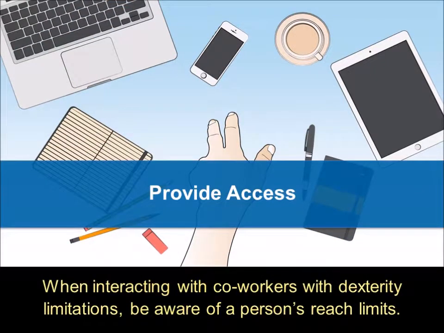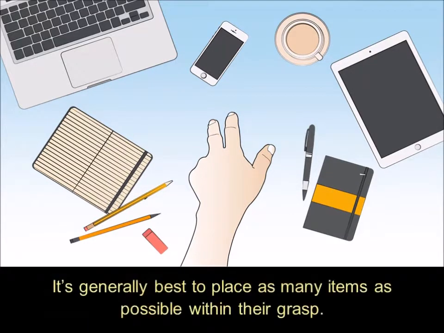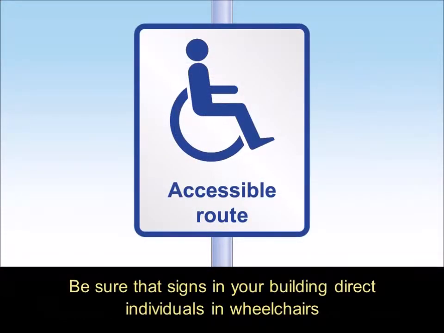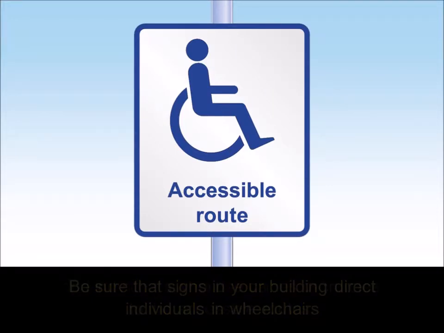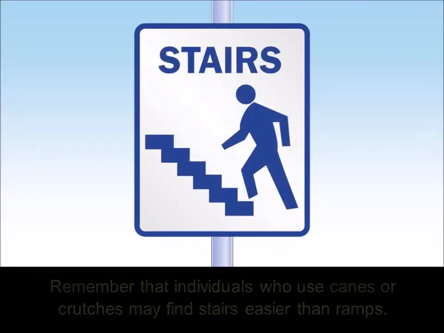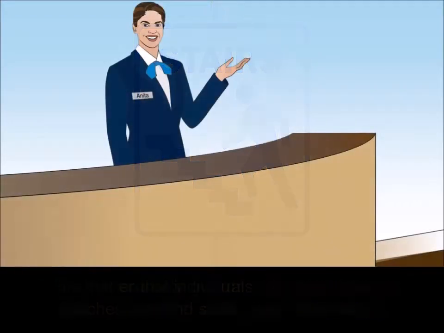Provide access. When interacting with coworkers with dexterity limitations, be aware of a person's reach limits. It's generally best to place as many items as possible within their grasp. Remember to keep the ramps and wheelchair-accessible doors to your building unlocked and unblocked. Be sure that signs in your building direct individuals in wheelchairs and individuals who use canes or crutches to the accessible routes. Remember that individuals who use canes or crutches may find stairs easier than ramps.